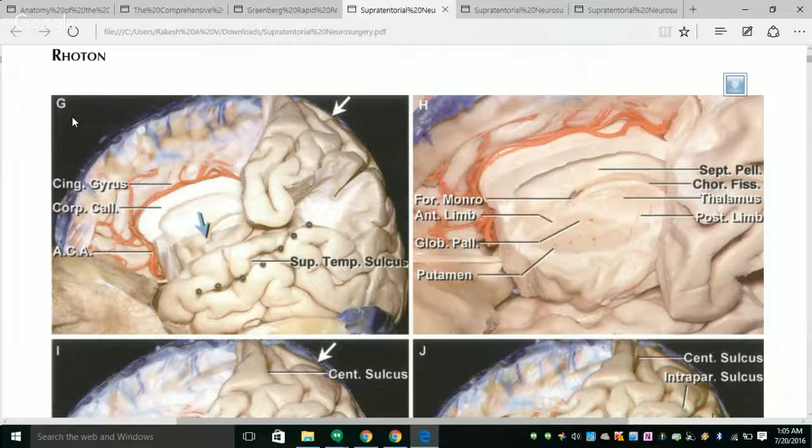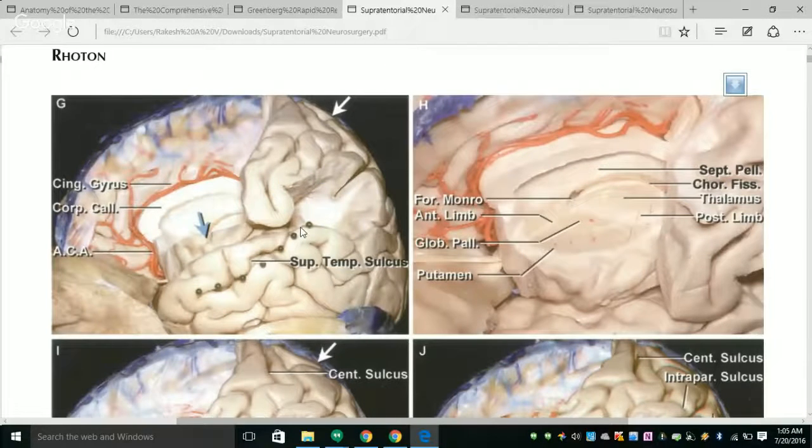In figure G, we can see the color pins have been placed along a line that corresponds to the lower margin of the insula. This lower margin of the insula is located deep to the superior temporal sulcus, depicted here by these black pins.